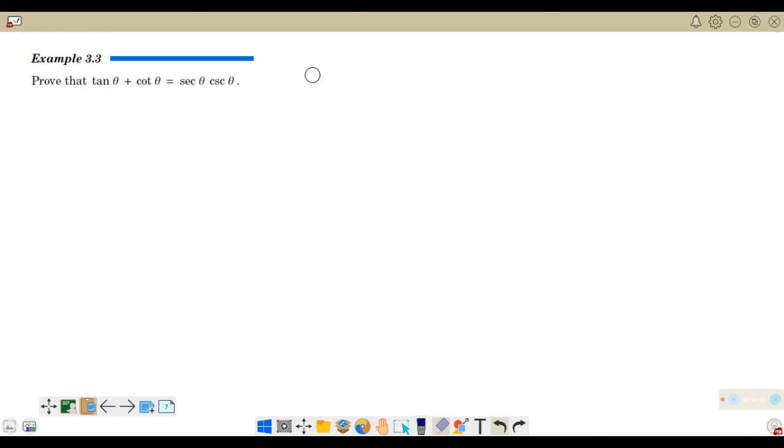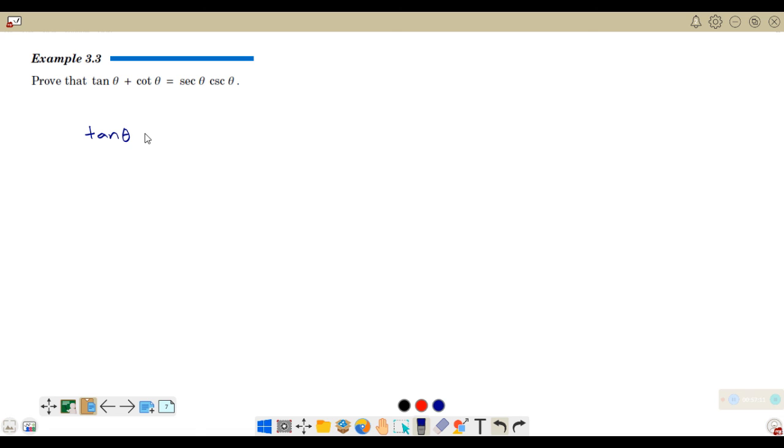Okay, this time, let's have example 3.3. We have to prove that tangent theta plus cotangent theta is equal to secant theta times cosecant theta. So, the first thing that you have to do is to identify or choose which side is more simple. Kasi itatransform mo yung isang side papunta dun sa kabilang side using the trigonometric identities. Hindi kailangan na laging left-hand side, katulad nung gagawin ko, if you think that it is more simple to transform secant theta, cosecant theta into tangent theta, cotangent theta, you are free to do so.